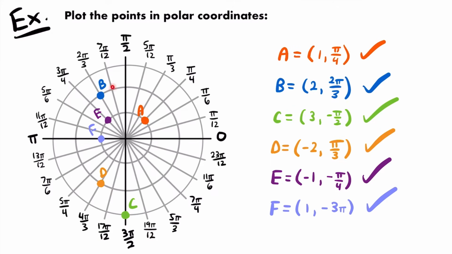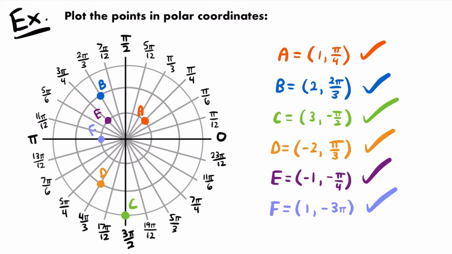And that would be true for all of these other points as well. We could find other sets of coordinates that will give us the same point in this system. And so unlike rectangular coordinates, where each set of an x-coordinate and a y-coordinate gives us a unique point, that's not going to be the case for polar coordinates. There's going to be multiple different ways to represent the same point in this system.